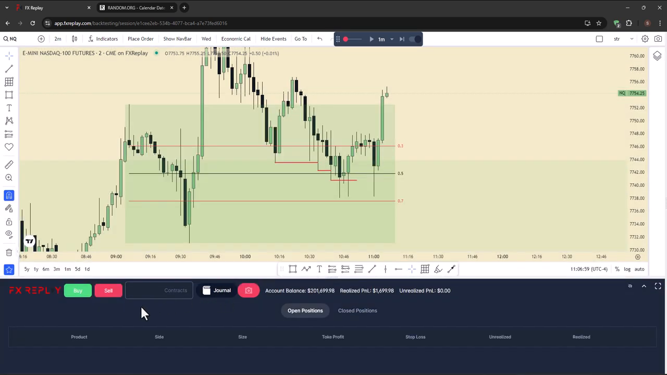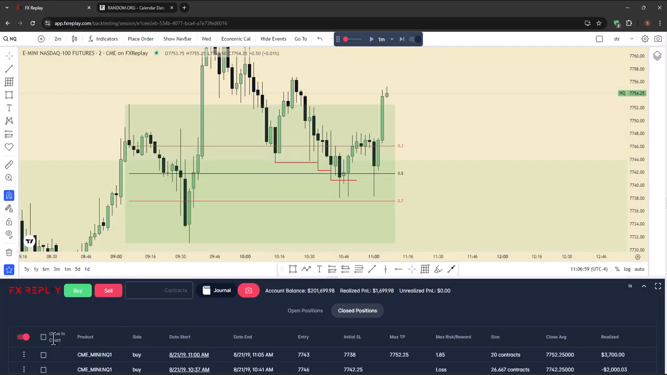Let me show the entry. So here you go. This is the first loss. And always put your stop loss below this low, right? This is a protected low, guys, right? It swept this, right? And then the break of structure happened here.